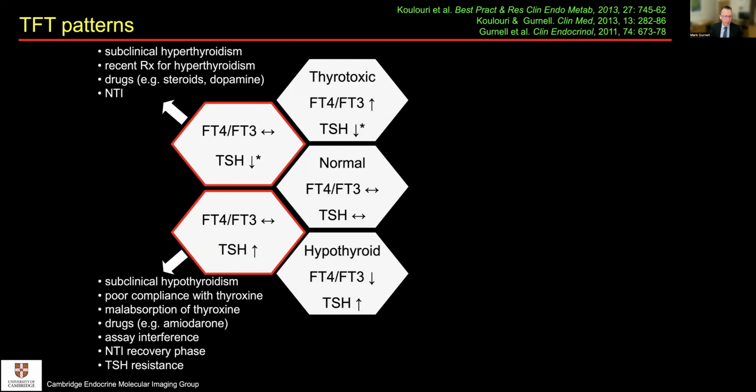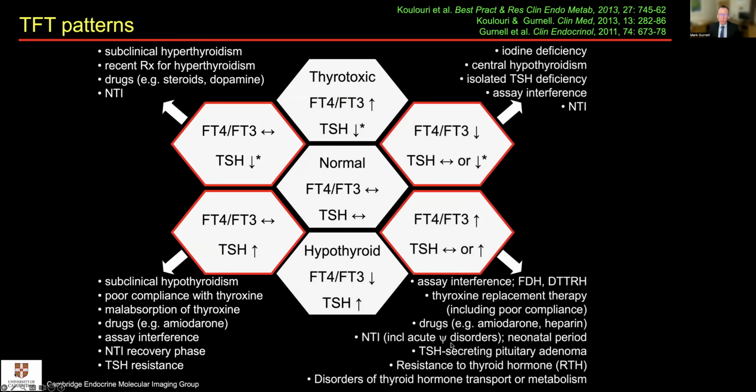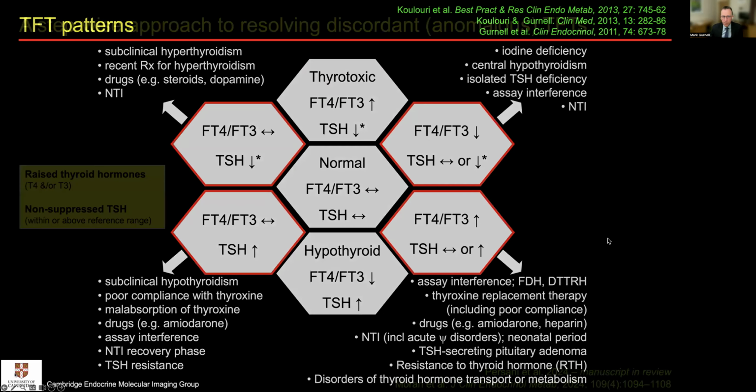So for example, we may see scenarios in which free T4 and free T3 are normal, but the TSH is actually low or fully suppressed. Or alternatively, the free T4 and free T3 are normal, the TSH is raised. And these are just some examples of the conditions that can produce these patterns. Equally, we may see free T4 and free T3 levels that are low, but the TSH is not elevated. It's either inappropriately normal or low itself. Or the free T4 and free T3 are raised and the TSH is not suppressed, but inappropriately normal or even elevated. And again, some potential examples of these are shown here.